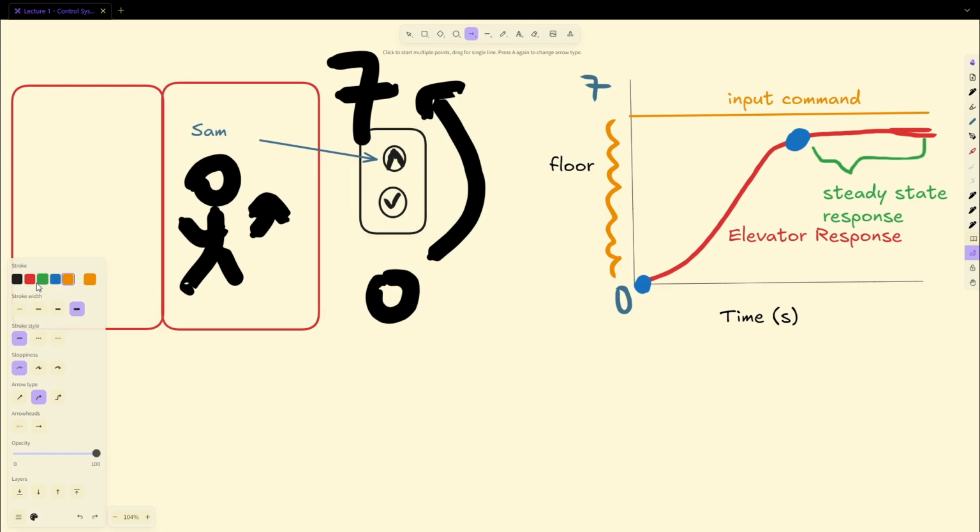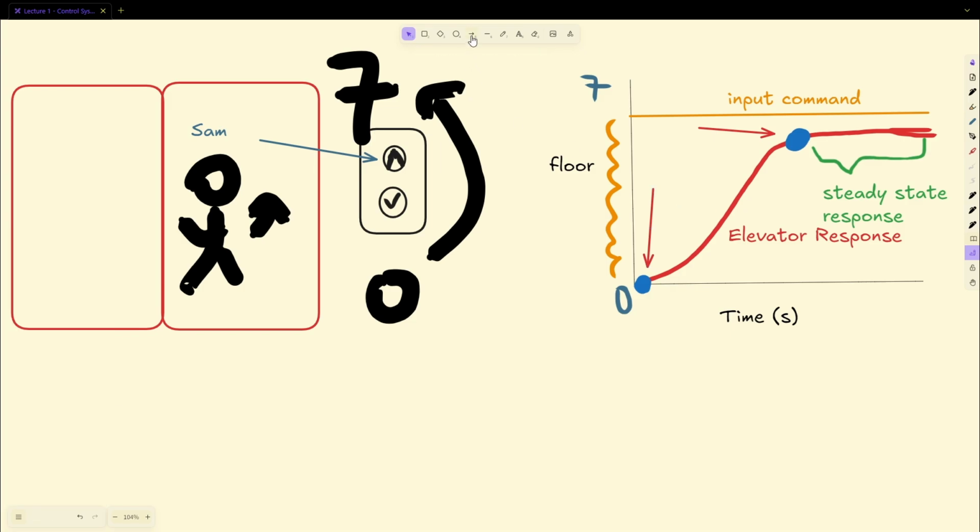What do you think we call this response? This response here, from here to here, we call this the transient response in control theory terminology. So we're going to call this the transient response. Now, in this transient response, there are multiple factors that can change the output different from the input.